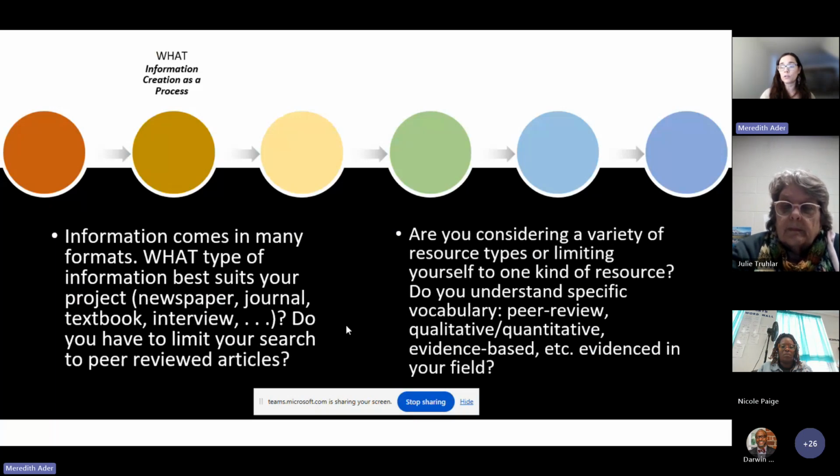Some of you may be in fields where peer-reviewed journal articles within the last 5 years, for instance, are really the best source of information. It could be that there's a certain type of research that's necessary for your particular program. When we talk about what, it's recognizing what kind of information is appropriate for my project.